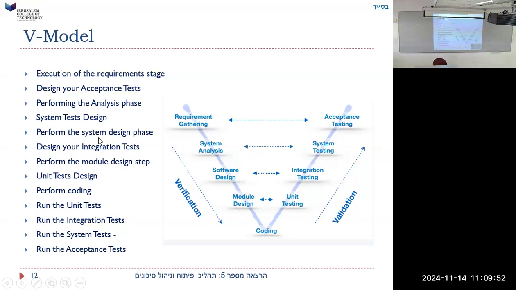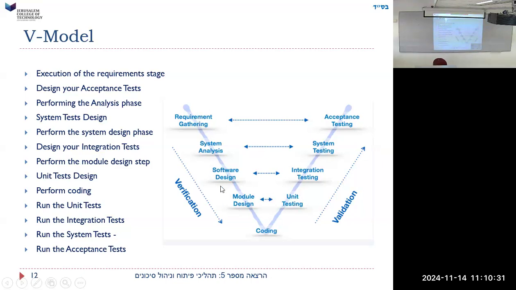Design your integration, perform system design phase, design the system, and then design your integration test. See, it says always design. You're not going to actually run those tests because you don't have a system, all these are design tests. System test design, design your integration test. Perform the module design setup, then design your unit test. Then perform the coding. Now that you've done all the coding, now you can start running the unit test, running the integration test, and you go back up the V.